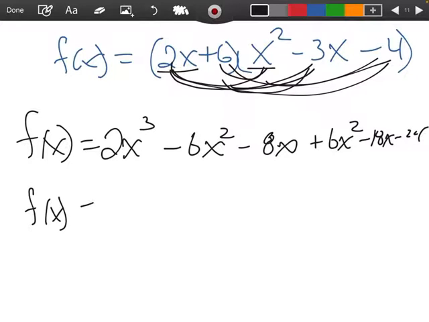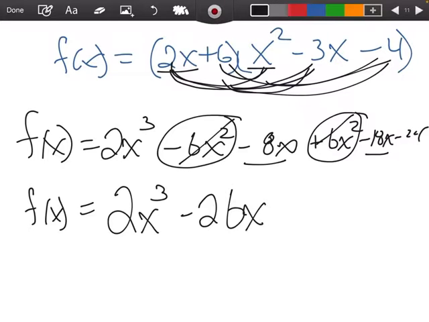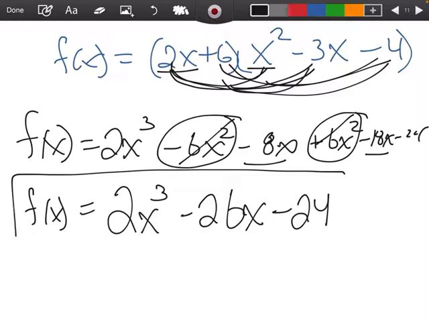And so, let's see. Now I have a 2x to the third. This 6x squared and this 6x squared will cancel each other out. A minus 8 and minus 18 should leave me with a minus 26 with an x. And then finally a minus 24. This here is my final answer.